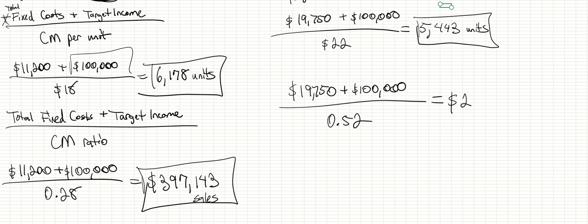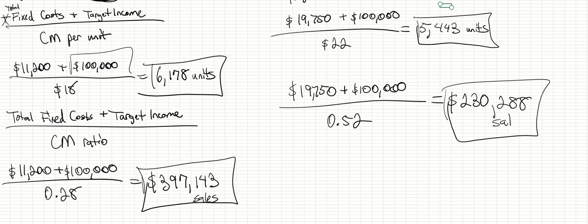This gives us 230,288.462. So I'm going to round this to the nearest whole dollar. So this is going to be $230,288. So in order for the company to achieve their target income of 100,000, they need to generate a total sales of $230,288.